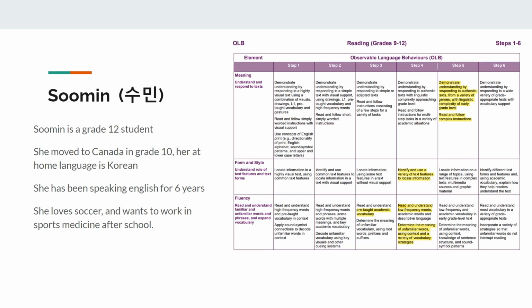Our student has a really strong understanding of the English language, being at mostly step 4 or 5 on the reading OLB chart. She's able to read authentic texts with a wide variety of genres, is able to identify key features in texts, and read low frequency words and some pre-taught academic words.